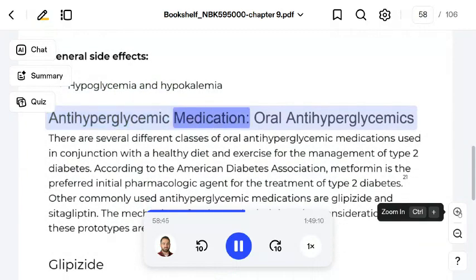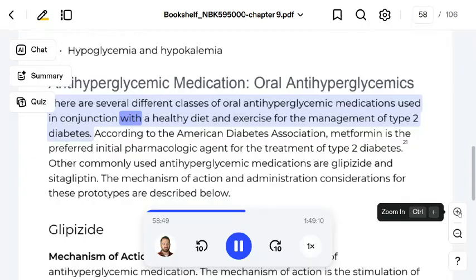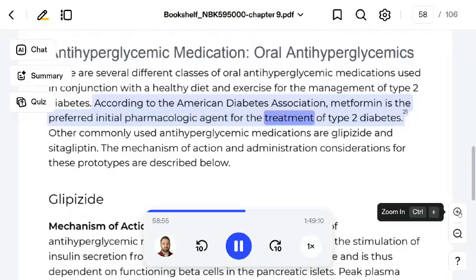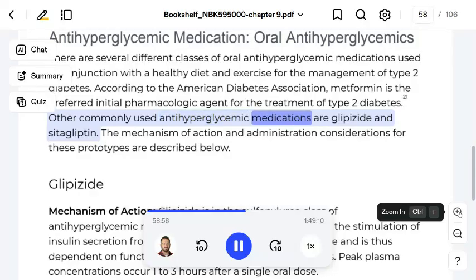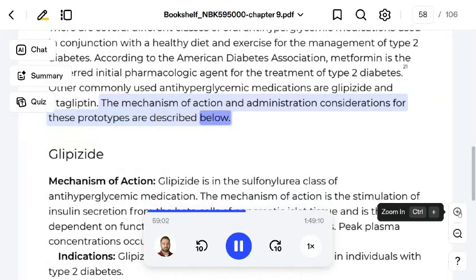Anti-hyperglycemic medication, oral antihyperglycemics. There are several different classes of oral antihyperglycemic medications used in conjunction with a healthy diet and exercise for the management of type 2 diabetes. According to the American Diabetes Association, metformin is the preferred initial pharmacologic agent for the treatment of type 2 diabetes. Other commonly used antihyperglycemic medications are glipizide and sitagliptin. The mechanism of action and administration considerations for these prototypes are described below.